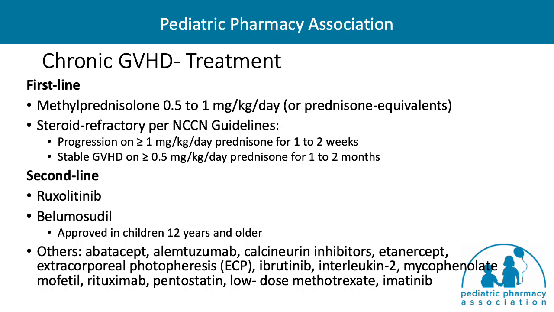Belumosudil is an inhibitor of Rho-associated coiled-coil kinase 2, or ROCK2. The inhibition works to dampen the inflammatory cascade and also targets fibrosis. It is currently approved for adult and pediatric patients 12 years of age and older with chronic GVHD after failure of at least 2 prior lines of therapy. There are other treatment options with varying levels of data and efficacy, and they're listed on this slide for your reference.